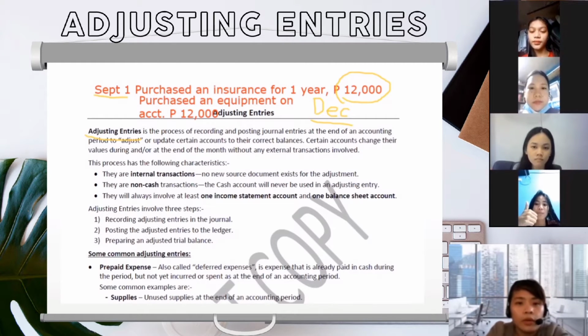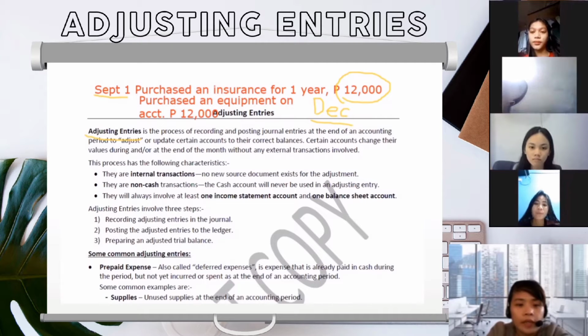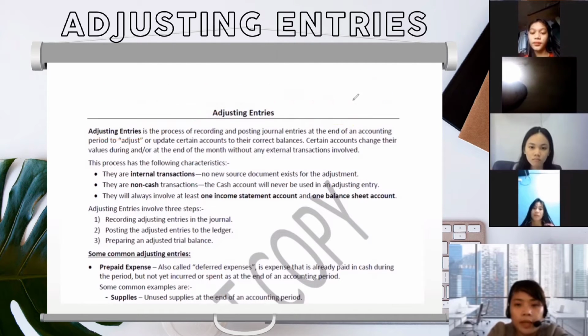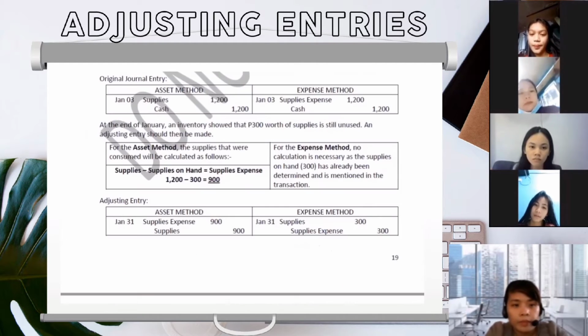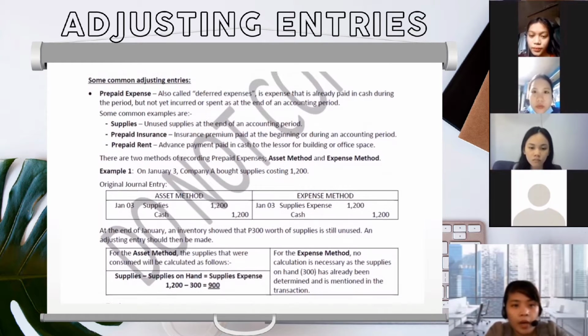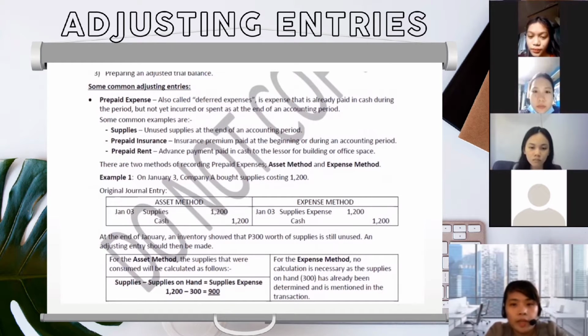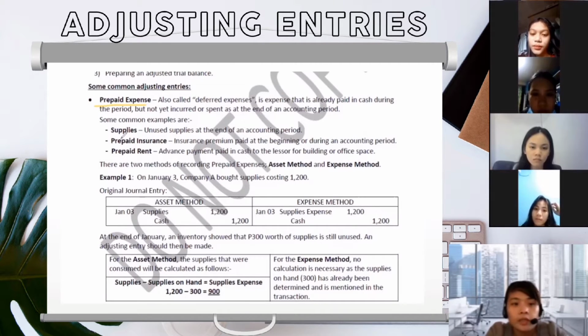Alright, good. So these are some common adjusting entries that you should do. Some of the common adjusting entries are prepaid expenses. So this is my example earlier: supplies unused at the end of the accounting period, prepaid insurance, and prepaid rent. These are our examples.